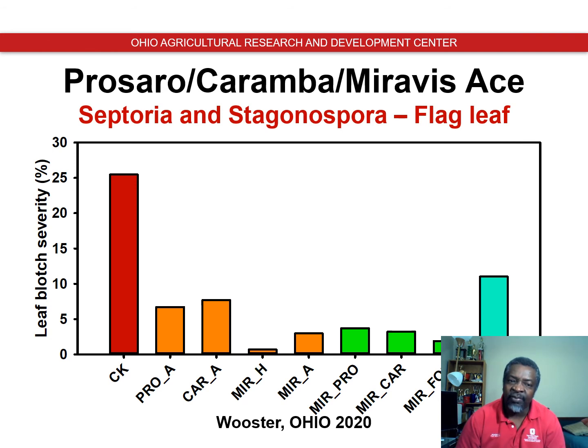It was about 25% in the untreated plots, and all fungicide programs reduced the level of disease severity to close to or below 10%. In other words, all fungicide programs, anthesis application, early heading application, two-treatment program, and even late anthesis application, all reduced the level of visual symptoms of leaf diseases caused by Septoria and Stagonospora.